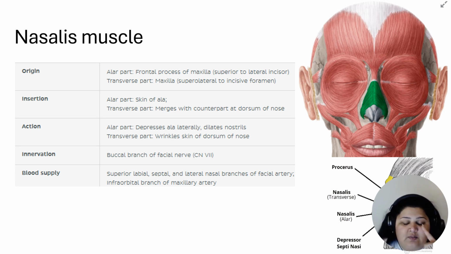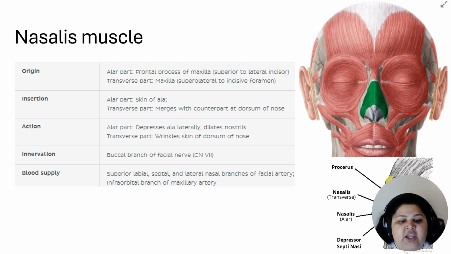This is actually my favorite muscle because I usually have a lot of tissue around this area. All right, origin, alar part. This is the alar part. Frontal process of maxilla, to the lateral incisor; transverse part, maxilla superolateral to the incisive foramen. Insertion, alar part, skin of the alar. Transverse part merges with its counterpart at the dorsum of the nose. This is nasalis pyramidalis. I'm not covering it in this video.